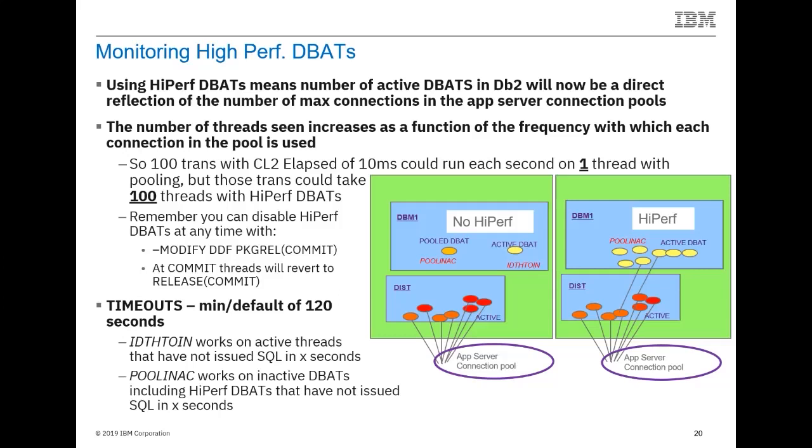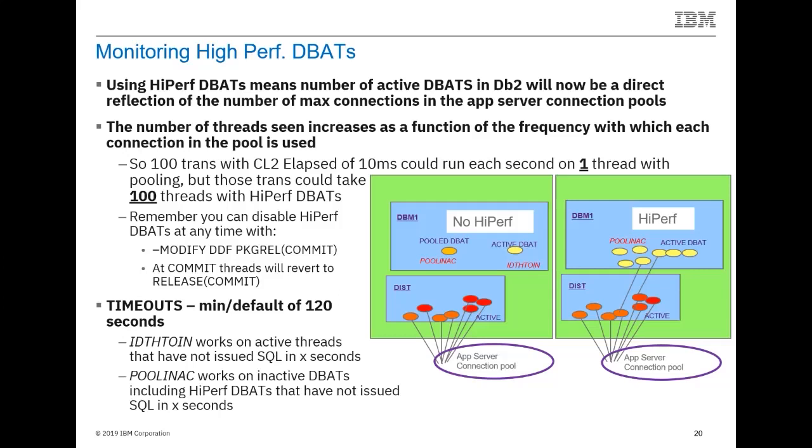So if you've got 100 transactions with a lapse of 10 milliseconds, previously, if they weren't serialized, they could end up running on one thread, right? If they weren't really concurrent, if there was a microsecond in between, they could end up funneling down to one thread. If you turn on hyperf DBATs, instantly you're going to go 100 wide on the threads.